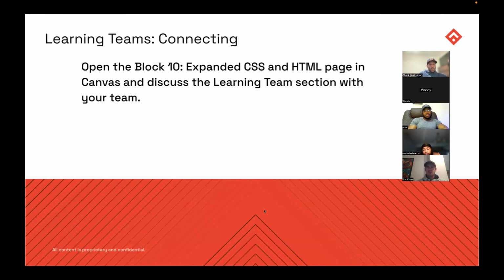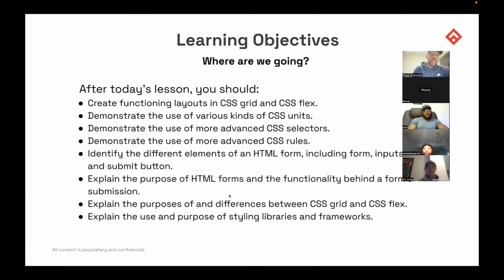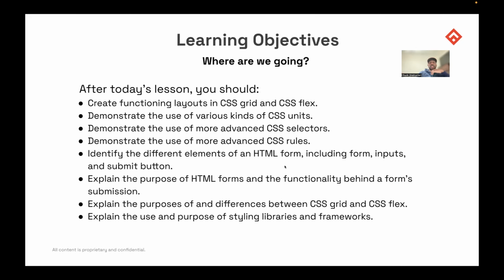Cool. All right. So after today's lesson, you all should be able to create functional layouts in CSS Grid and CSS Flex, demonstrate the use of various kinds of CSS units, demonstrate the use of more advanced CSS selectors, demonstrate the use of more advanced CSS rules, identify different elements of an HTML form, including form, inputs, and the submit button, explain the purpose of HTML form and the functionality behind the form submission, explain the process of and differences between CSS Grid and CSS Flex, and explain the purpose of styling libraries and frameworks.